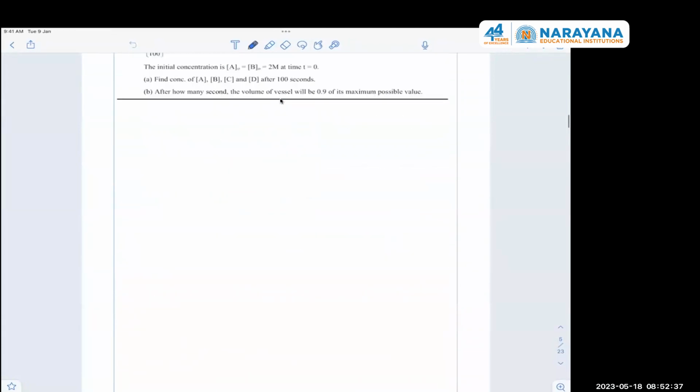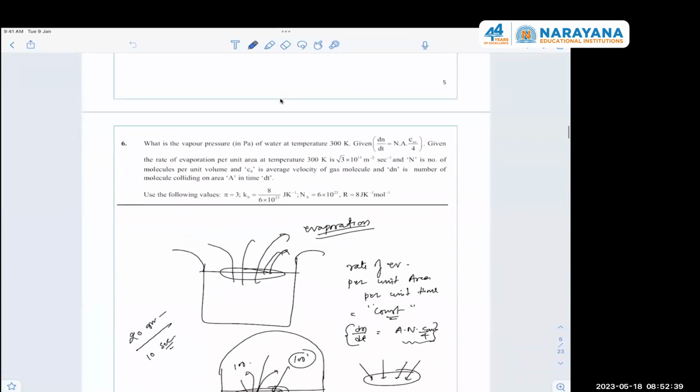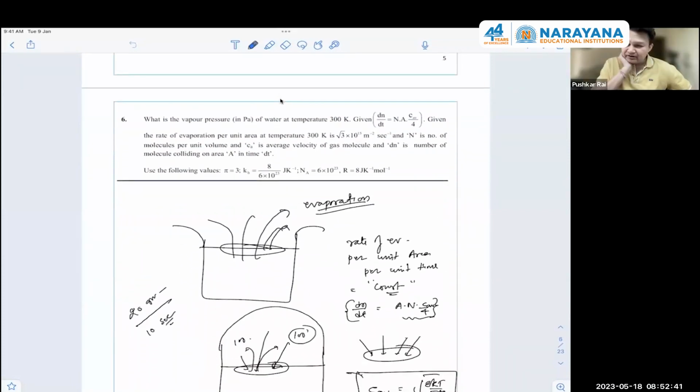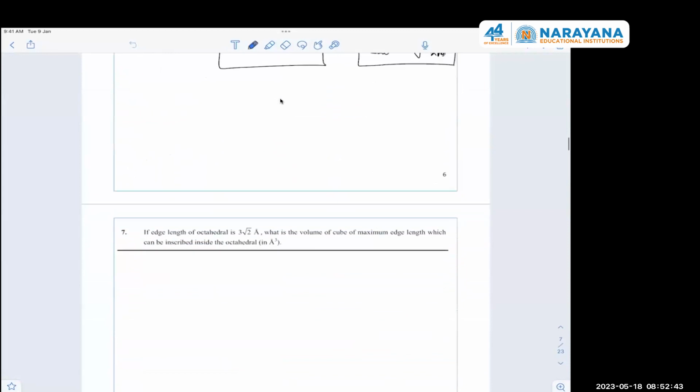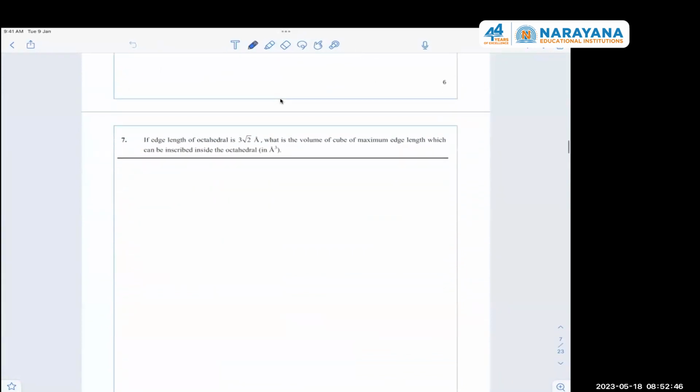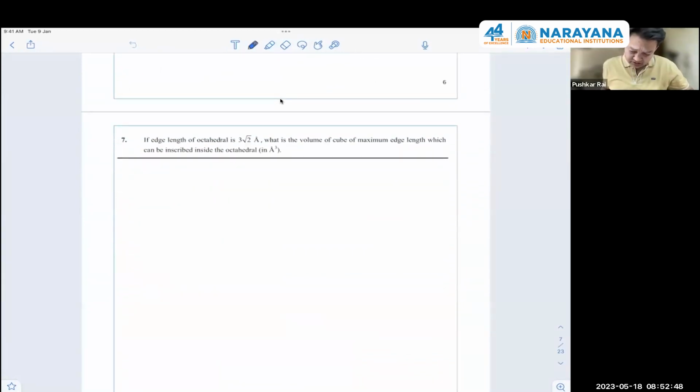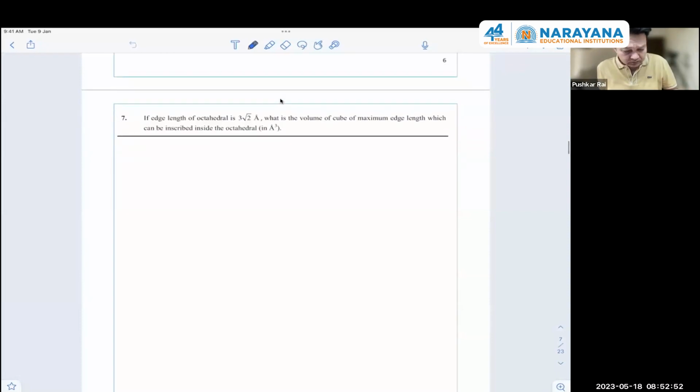Sir, I'm getting the answer as 27. 27? Yes, sir. I think I have tested the answer. Solution part. We have to solve it then, na? 27 is not the answer. Whatever answer I have given is the perfect answer. So what is the problem?